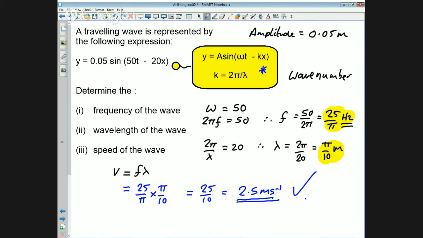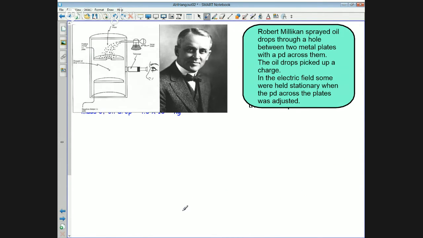Let's see what's awaiting us for our next question. Oh, it's Robert Millikan. And Robert Millikan is the man who ruined his eyesight by spraying little droplets of oil into a container which had one plate held very positive, another plate held very negative.